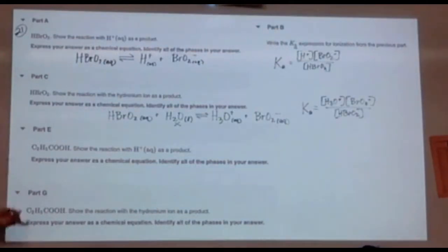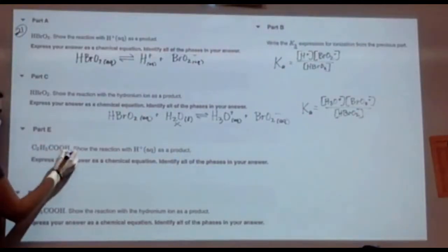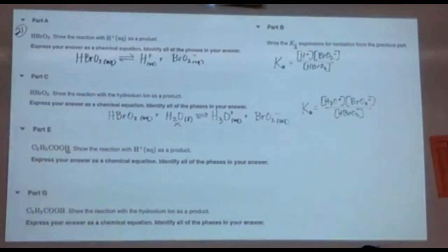And then parts E and G are similar, except we have a different acid. So I wanted to show you this one because this is classified as an organic acid. So we have C2H5COOH. The H at the end, the single hydrogen, is actually the ionizable proton. We're not going to take a hydrogen out of the 5 H's. We're going to take it from the end.